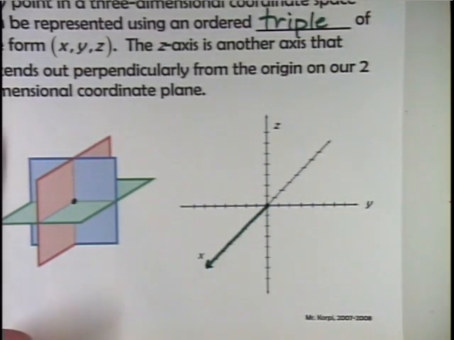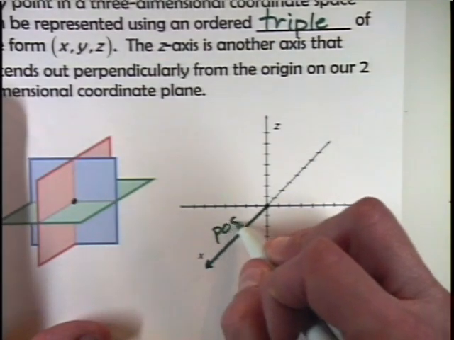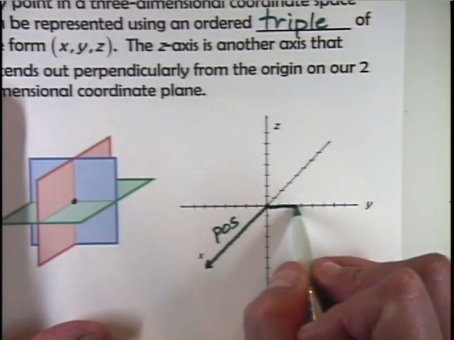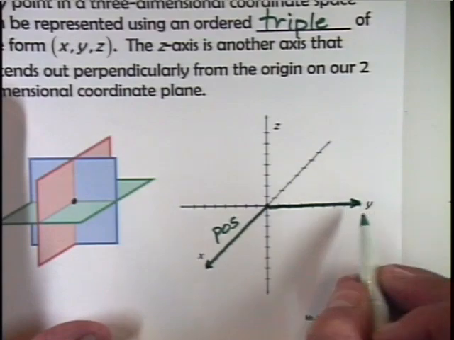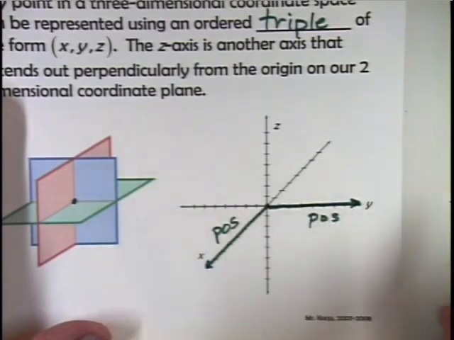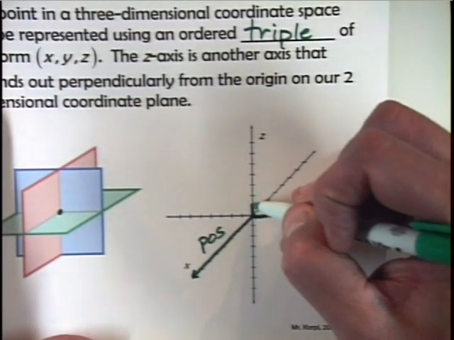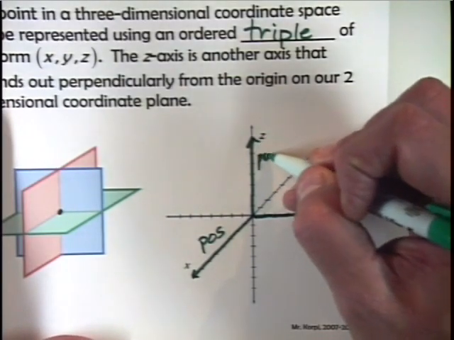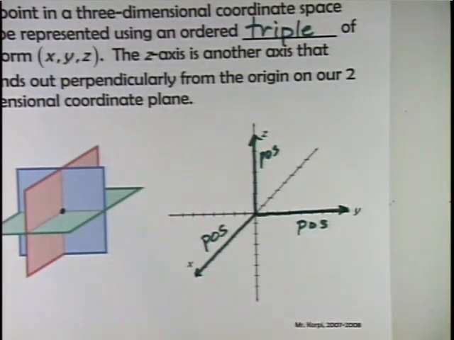That's going to be our x-axis in the positive direction. And then we're going to have our y-axis in the positive direction going to the right. So this will be our y-axis in the positive direction. And then the positive z-axis we're going to have coming straight out. So those are the 3 positive coordinates. Notice that they do extend on the other side. Those are going to be the negative coordinates.